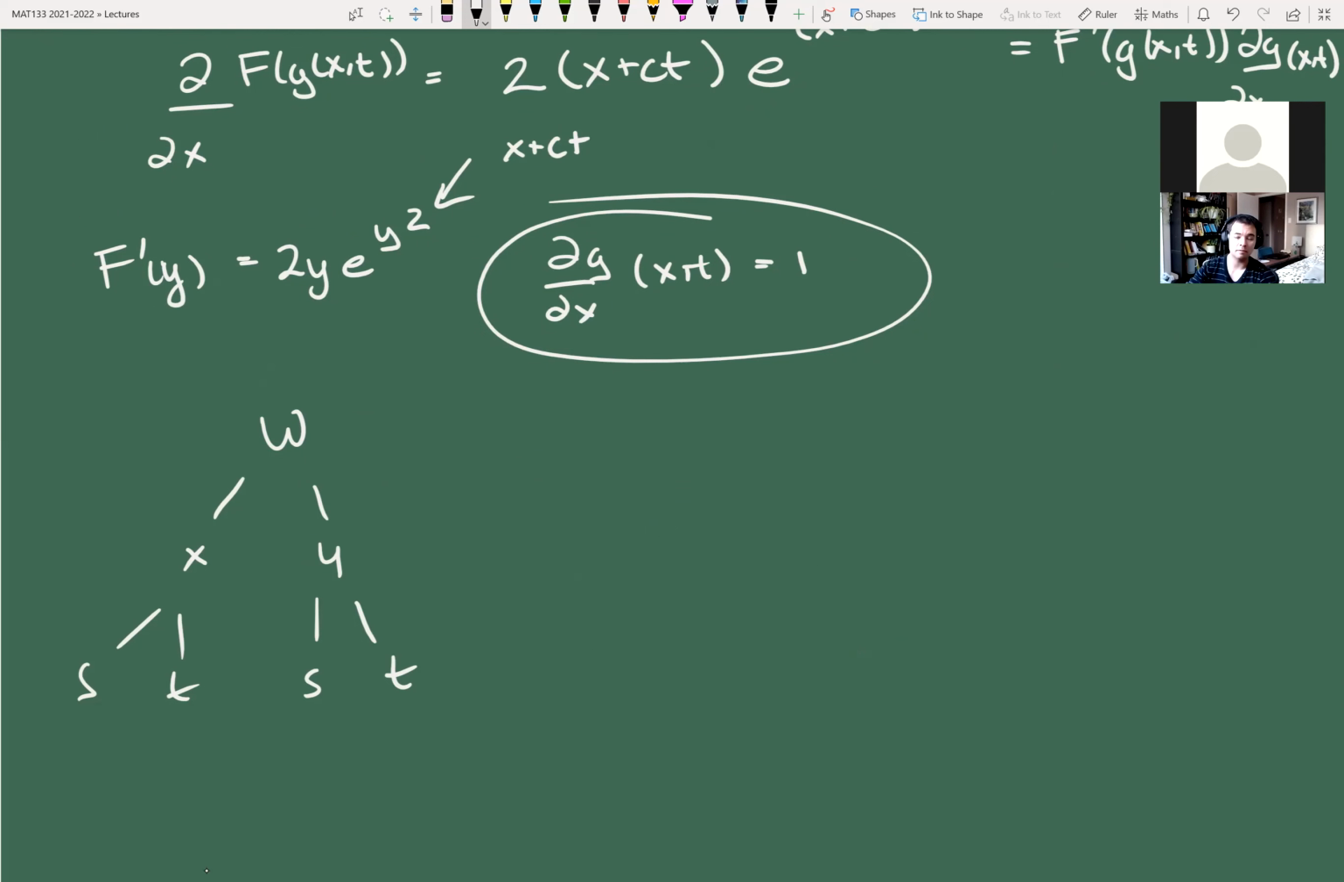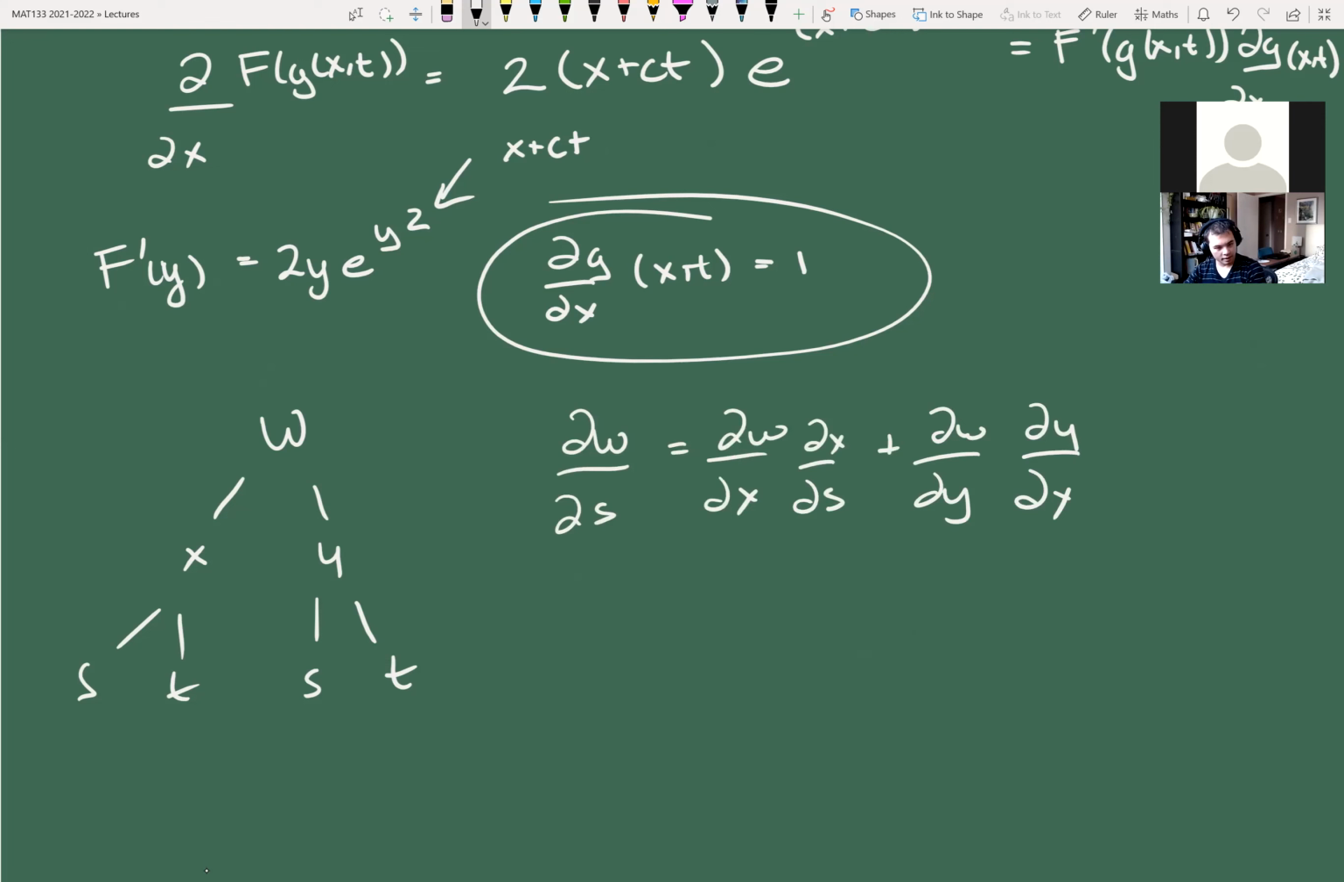So if that abstract function is bugging you, give it a function. Choose something explicitly and play around with it a little bit until you get a feeling for how it should work. And then that hopefully will lead you to be able to say, okay, well, now if I was going to abstract it, how would I do that? So let's say you were asked for dw/ds. We know that's dw/dx times dx/ds plus dw/dy times dy/ds.